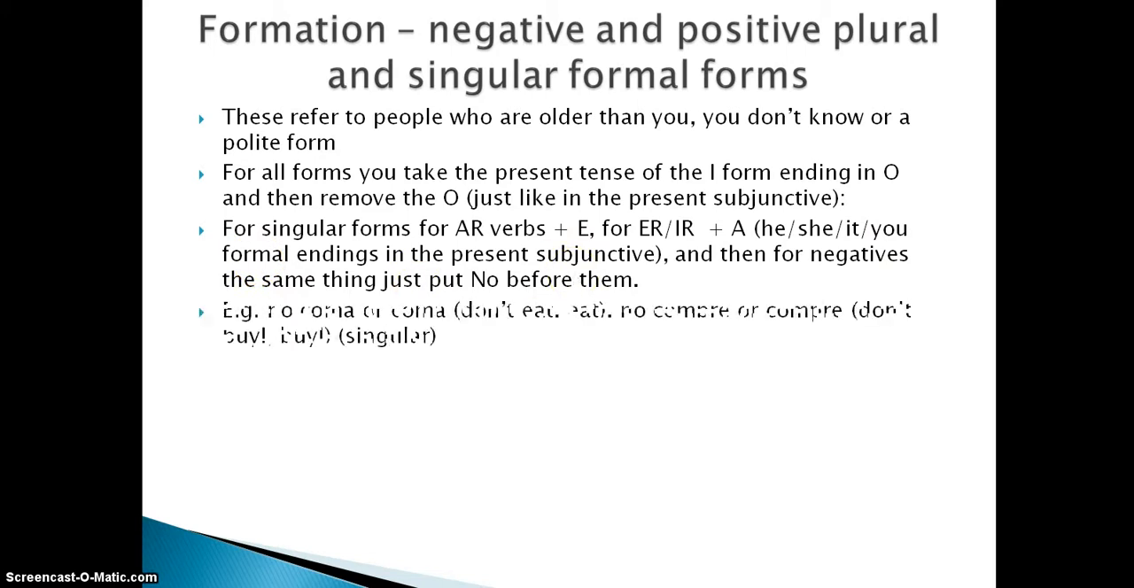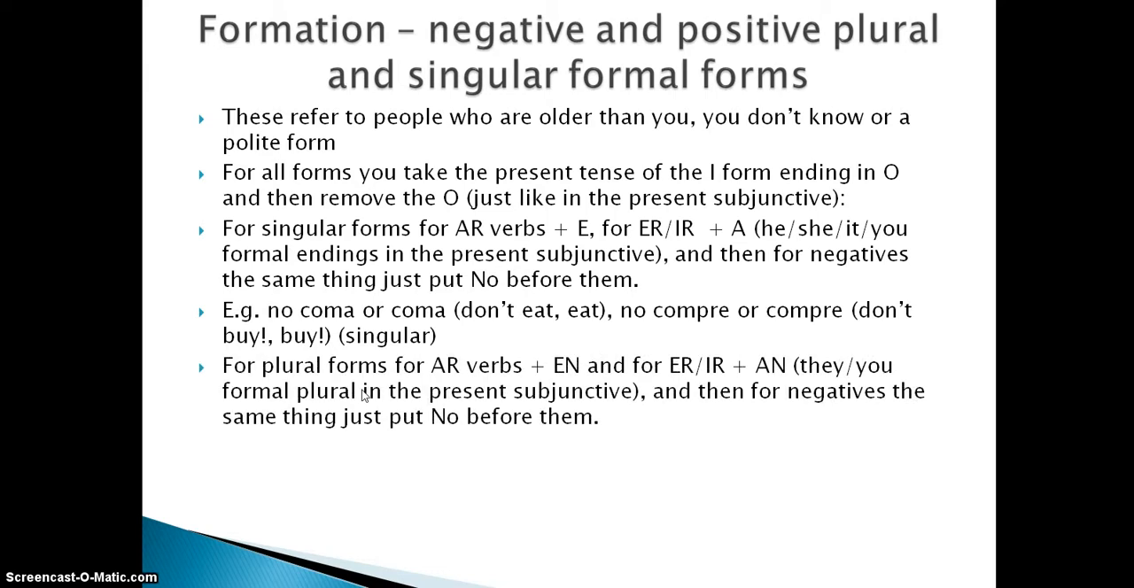So let's have a look at an example. So no coma and coma from comer. So we see that the endings are exactly the same. Don't eat or eat. No compre or compre, don't buy or buy. So that's the singular form. Okay, so the plural forms for AR verbs, if originally they were AR verbs, take that O off, or take the AR off, put EN.